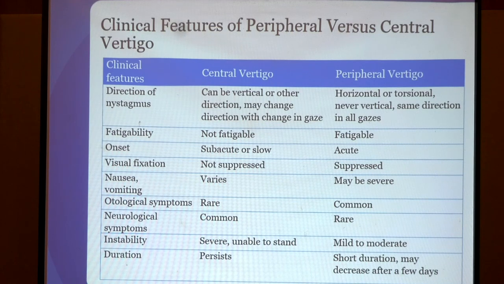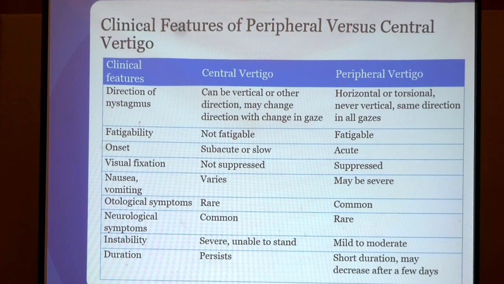And if you take another chart, there are clinical features of peripheral versus central vertigo. So look at the direction of nystagmus. If it is central, it can be vertical or in another direction, and may change direction with change in gaze. Many of this I understand is a repetition, but just bear with me, we will classify and go ahead. In peripheral vertigo, it would be horizontal or torsional, never vertical, same direction in all gazes. Fatigability: central, not fatigable; peripheral, fatigable. Onset: central, subacute or slow; peripheral, acute.